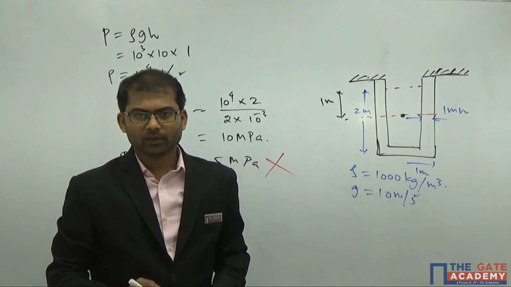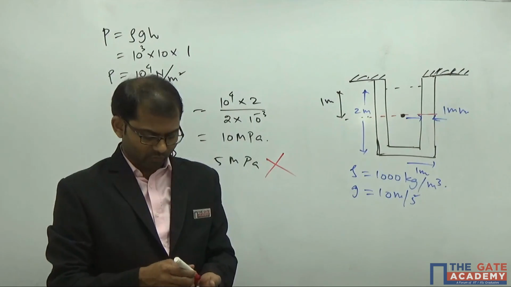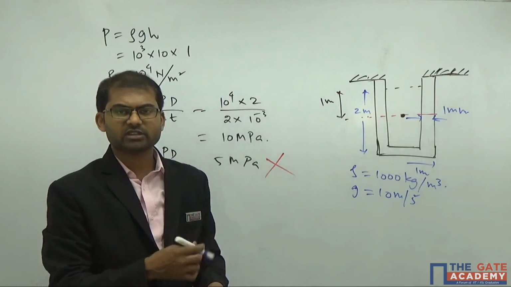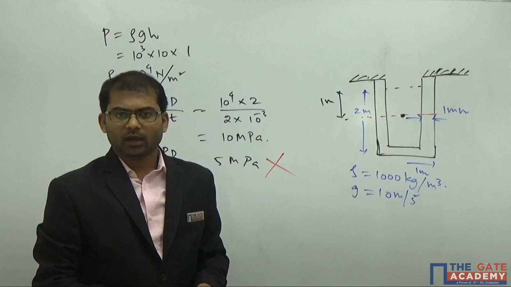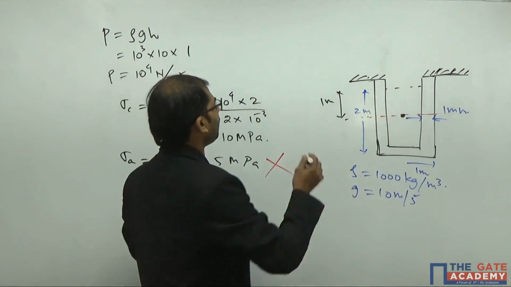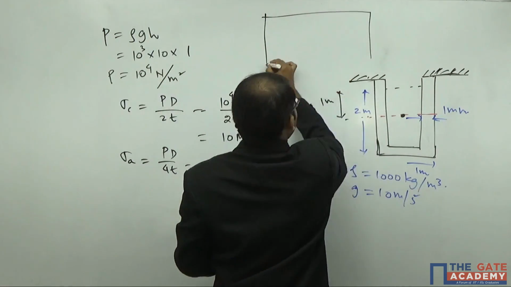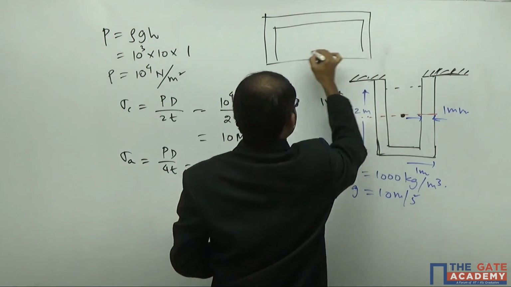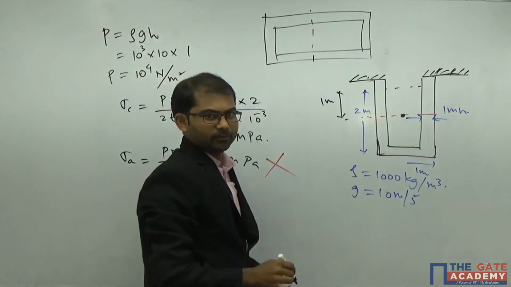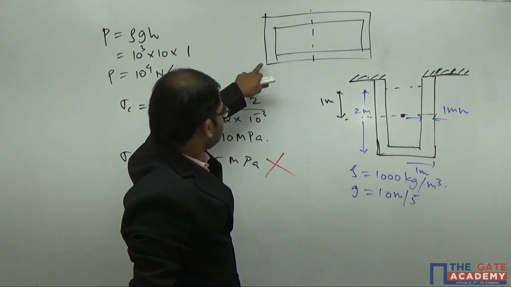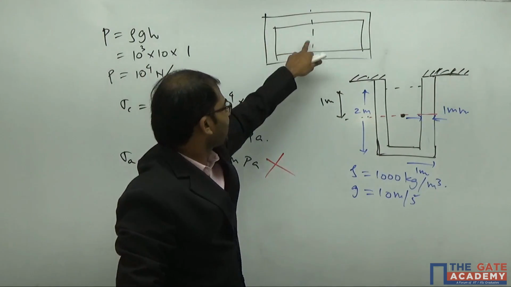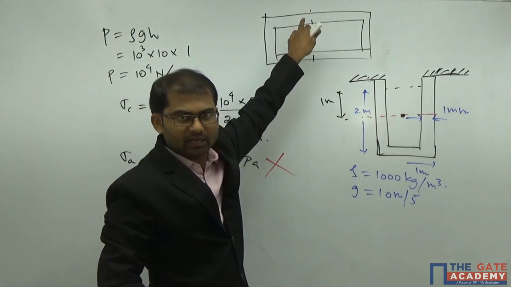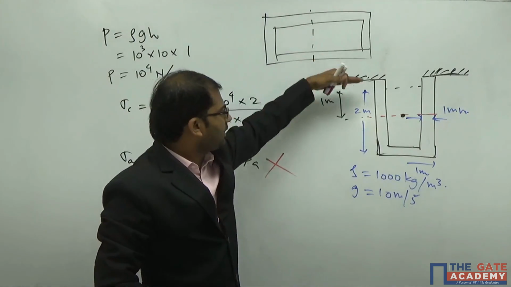In the earlier cases, whatever derivations we have done, in all the cases the cylinder was taken horizontal and we have considered that there is no variation of pressure along the radius, that means along the height here. So the pressure is the same, we have taken it like that. But here it's not the condition.